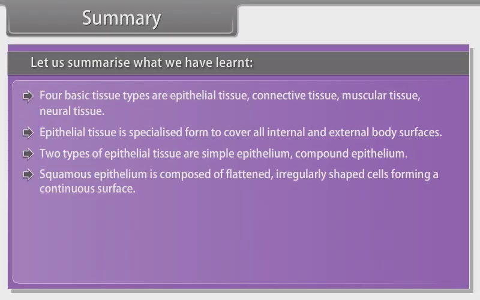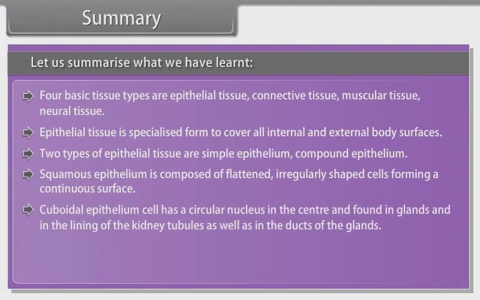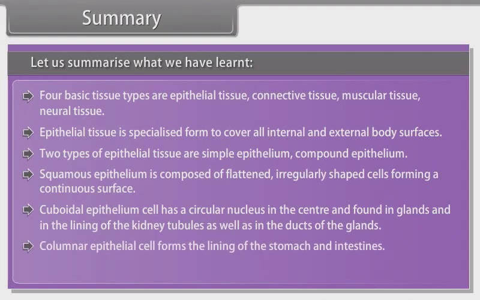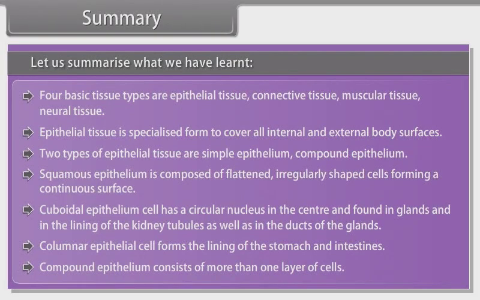Squamous epithelium is composed of flattened, irregularly shaped cells forming a continuous surface. Cuboidal epithelium cell has a circular nucleus in the center and found in glands and in the lining of the kidney tubules as well as in the ducts of the glands. Columnar epithelial cells form the lining of the stomach and intestines. Compound epithelium consists of more than one layer of cells.